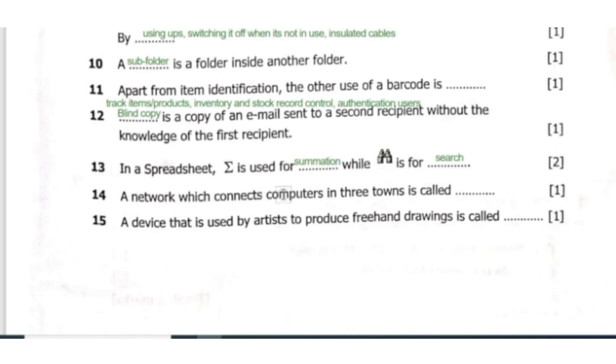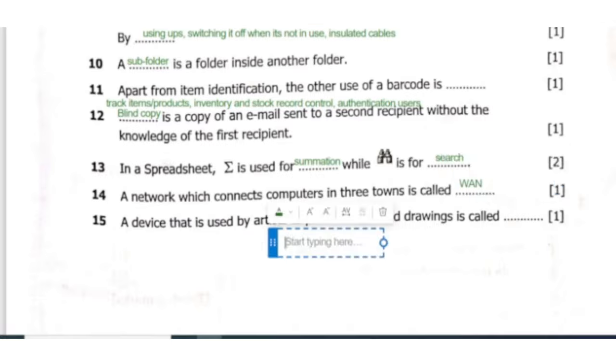A network which connects computers in 3 towns is called 1. Okay, it's called 1. A device that is used by artists to produce freehand drawing is called. So the device that can be used to produce freehand drawing is called. So one, we have digitizer.